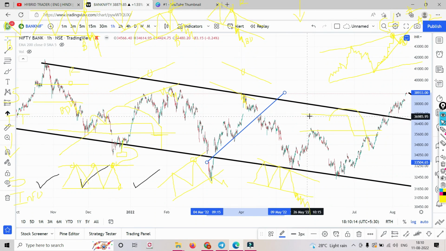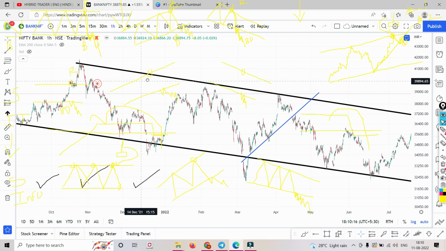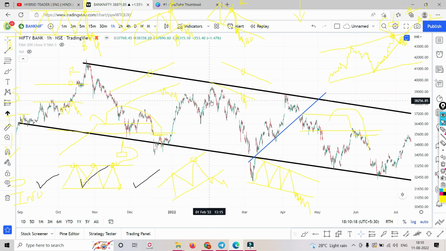I'll show you one more example. Okay, let's say I'll draw one more diagram here.